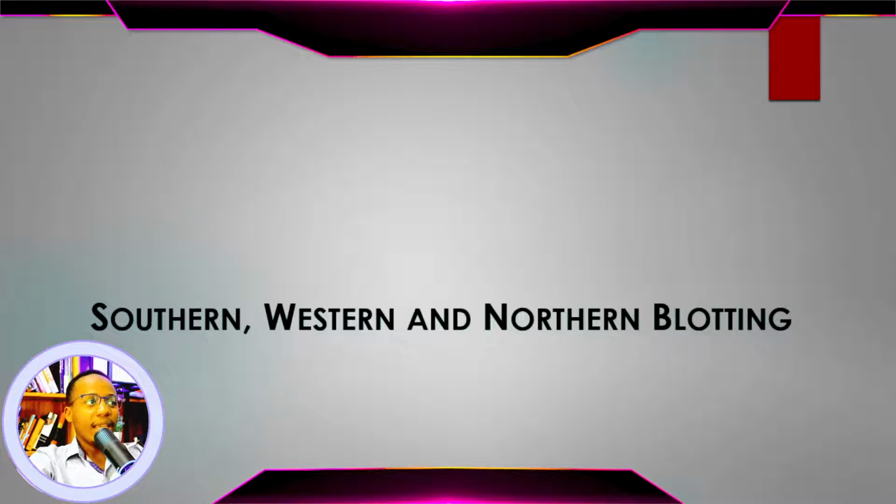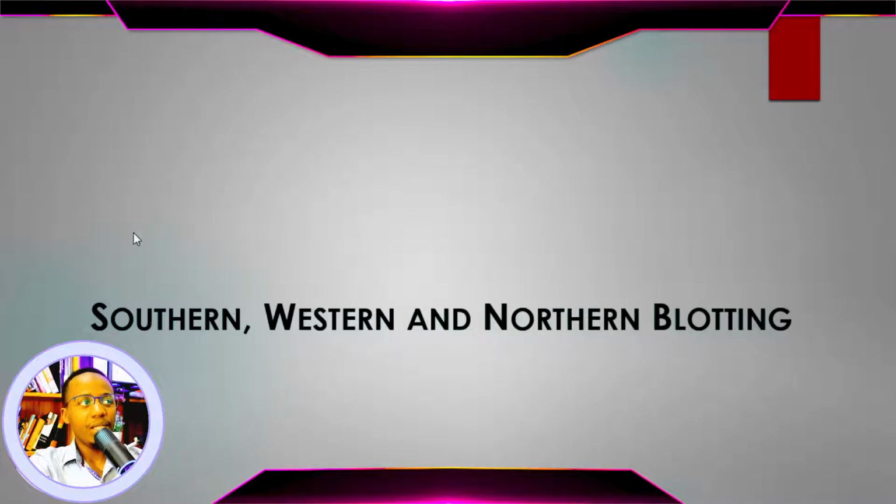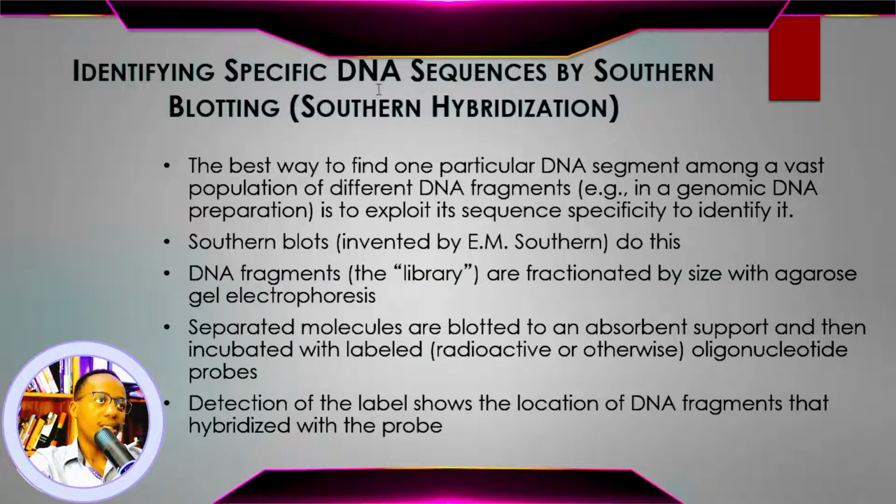So what are they? Let's start with Southern blot. Southern blot has to do with DNA. By the way, let me tell you this first: Southern blot, DNA. Western blot, protein. Northern blot, RNA. That's an easy way to remember. All right, so let's start with Southern.